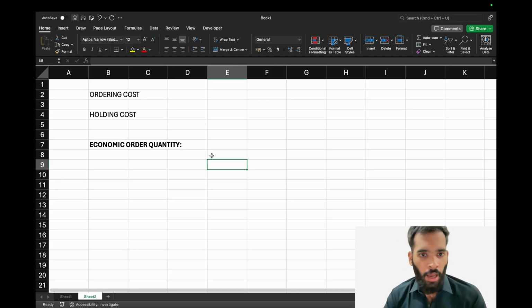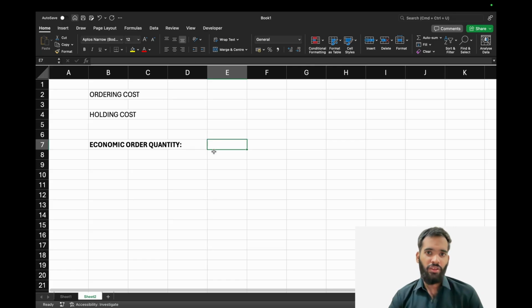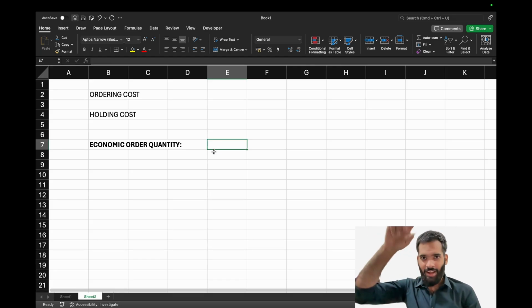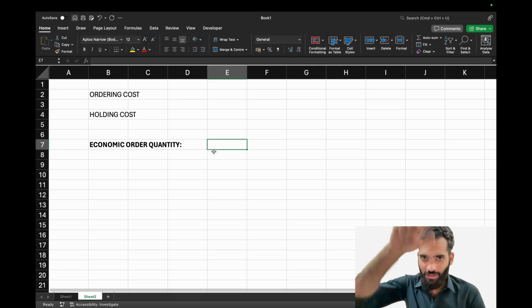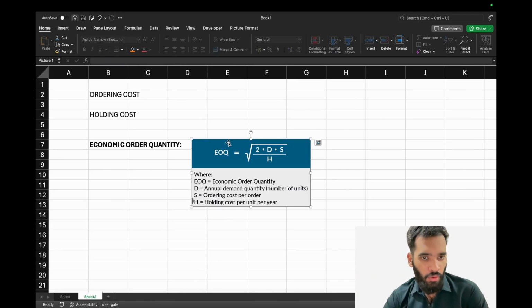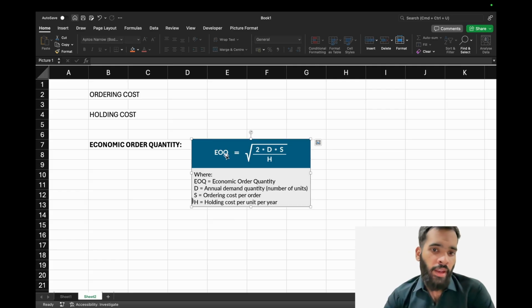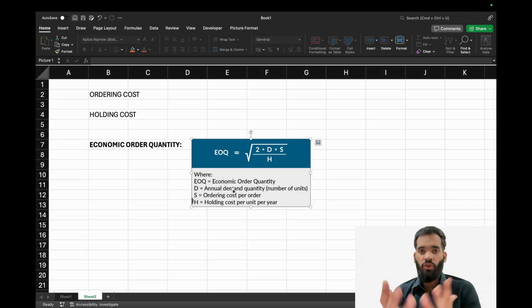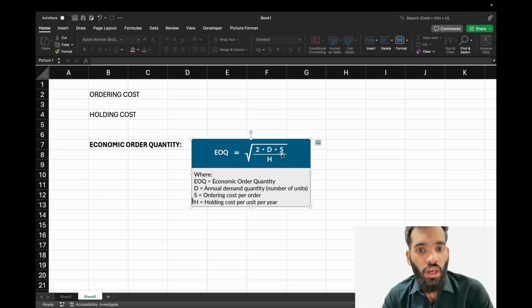But at the moment, I'm going to copy a formula here, because of the way the formula is written, I cannot write it in Excel. So I have a formula here for you. Just to explain this formula: obviously you have to give this sign, and then it's 2 times D. D refers to annual demand, means how many units you need for the whole year, like what's your demand for the full year. And S is the cost per order. It's good that it already mentions the ordering cost per order.